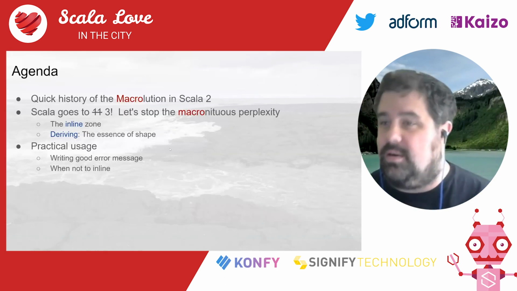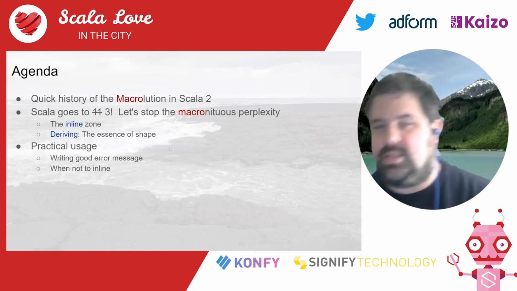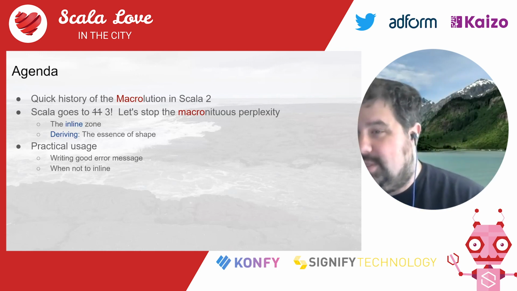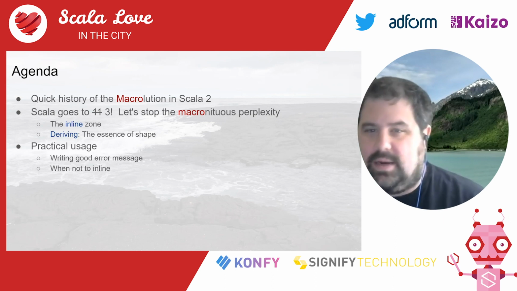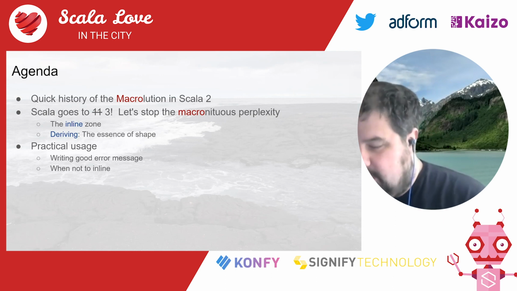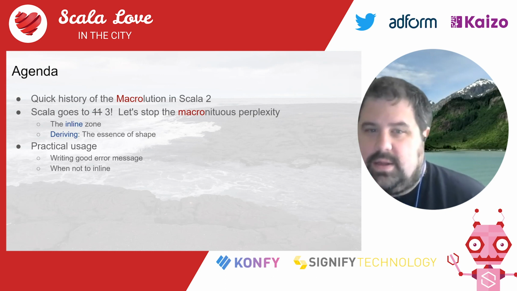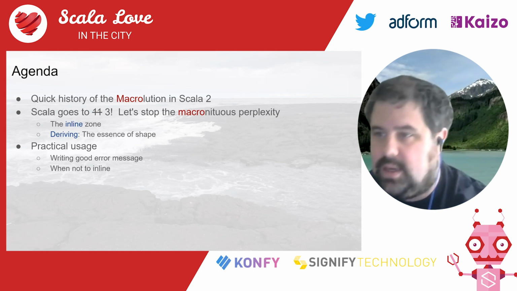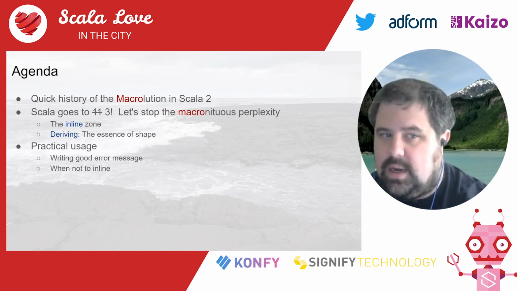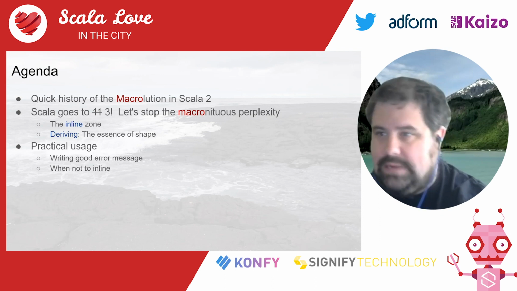Let's go through an agenda of what we're going to be looking at. We're going to be looking at a quick history of the macro evolution in Scala 2. That would be how macros evolved, what they did, and how everyone started using them. Next, you all know that Scala 3 is coming this year. So there's a whole bunch of new features, a whole bunch of cool stuff. We've been kind of experimenting with it. So we're going to cover inline and deriving.